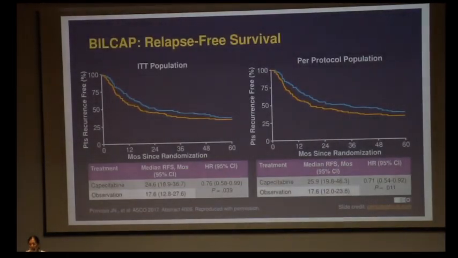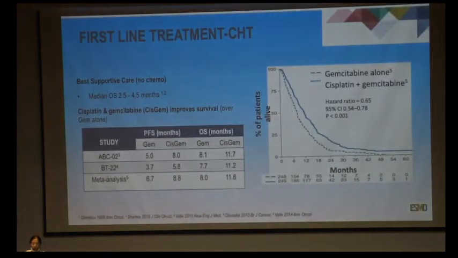Now the systemic treatments, the chemotherapy we are using. The first phase 3 randomized trial for adjuvant chemotherapy was the BILCAP trial. This had 2 cohorts, adjuvant capecitabine and observation only. They showed a median relapse-free survival of 24.6 months compared to 17.6 months in the observation group. So now this has become the standard of care for adjuvant chemotherapy. For unresectable or metastatic disease, gemcitabine and cisplatin is the standard of treatment, and the figures are from the ABC-02 and the BT22 trials.